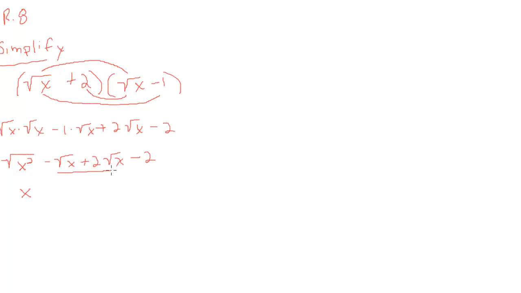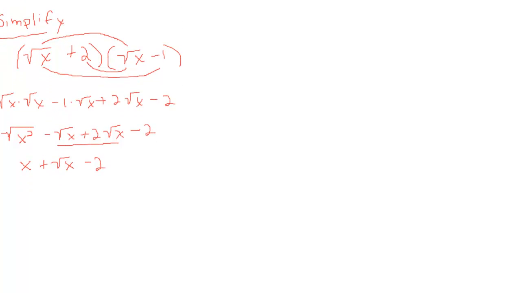Now these I can combine because they're like terms. So negative root x plus 2 root x is just plus root x, and then minus 2. Now I'm down to 3 terms that I can't combine, so I can leave it just like this. Okay, so when you're given something like this, I would take your time, just show all your work, and just take it one step at a time.